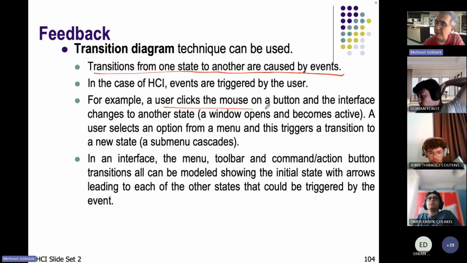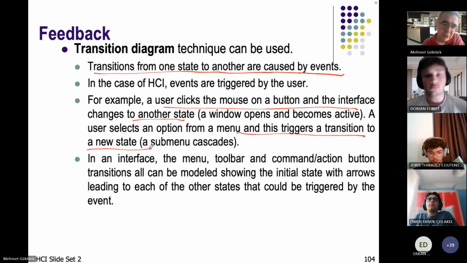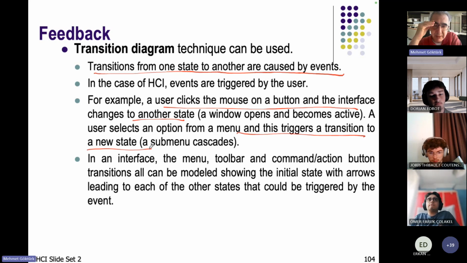For example, user clicks a mouse on the button on the interface, changes to another state, and that triggers the transition to a new state. So clicking a menu, for example, is a state change in the interface. So how is it important? Because we want to minimize state changes. We want to optimize things.